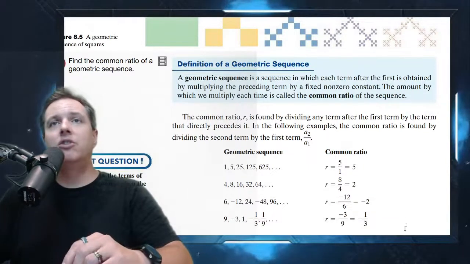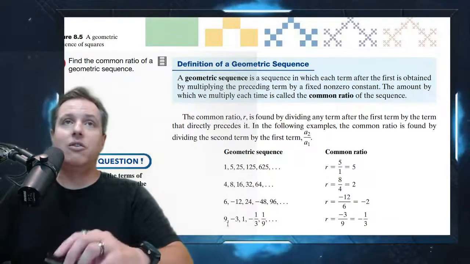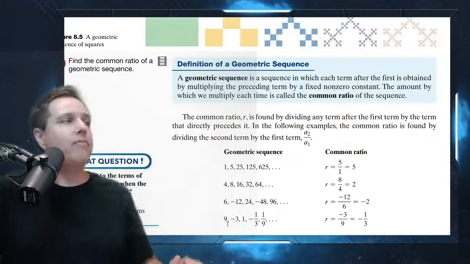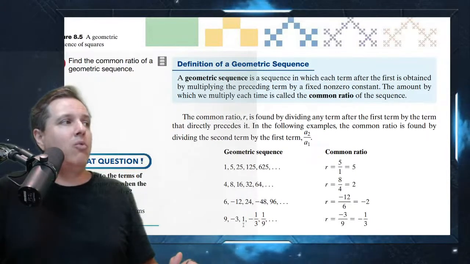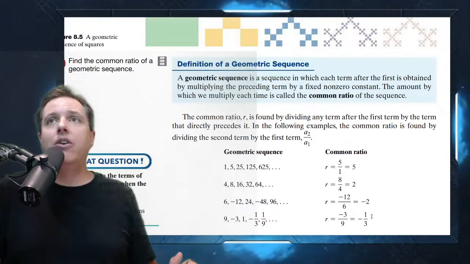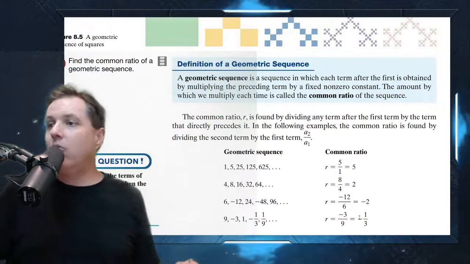And look at this, fractions are fine. In fact, fractions are a lot of times helpful. 9, negative 3, 1, negative 1/3, 1/9. Our common ratio is negative 1/3.